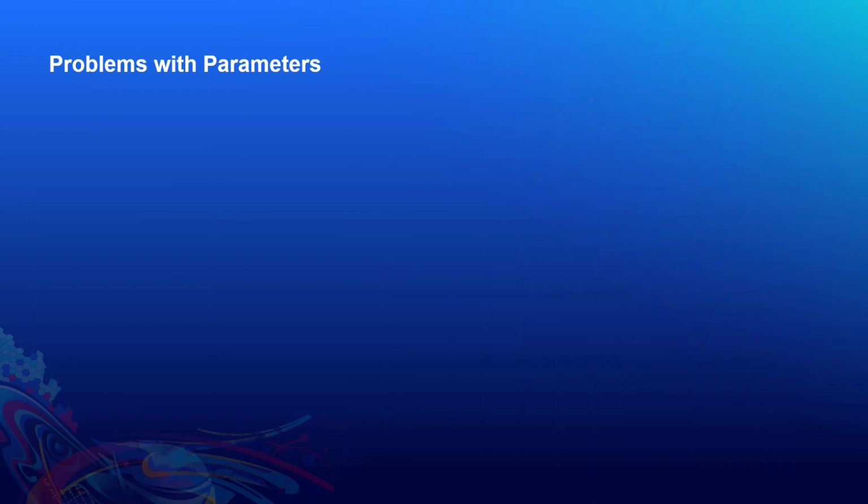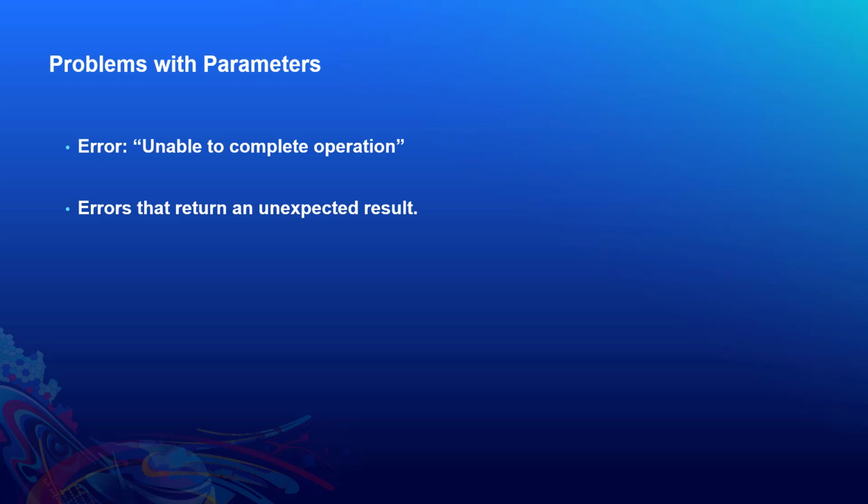Problems with parameters. When encountering problems with parameters, there are two common types of issues that occur. Errors that prevent the task from completing, this usually produces an unable to complete operation error, and errors that do not stop the task, but cause the results to be incorrect.